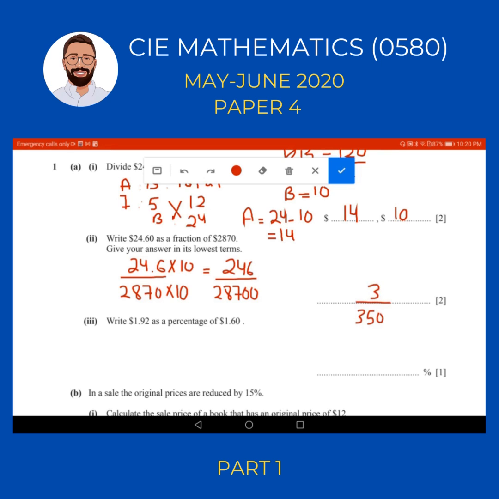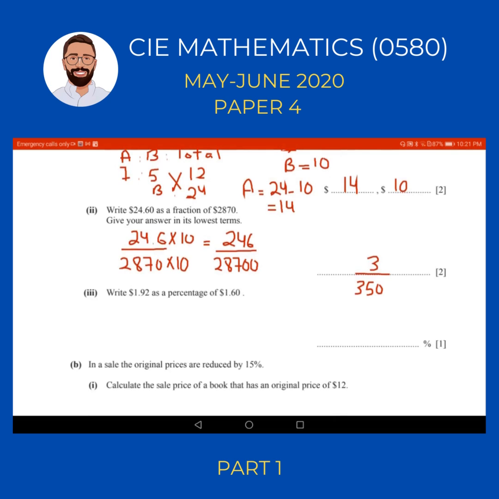Now if you keep your answer as 246 over 28,700, you will lose 1 point because the question is clear about that. It's asking you to give your answer in its lowest terms. So you need to simplify 246 over 28,700 and give your answer in its simplest form.